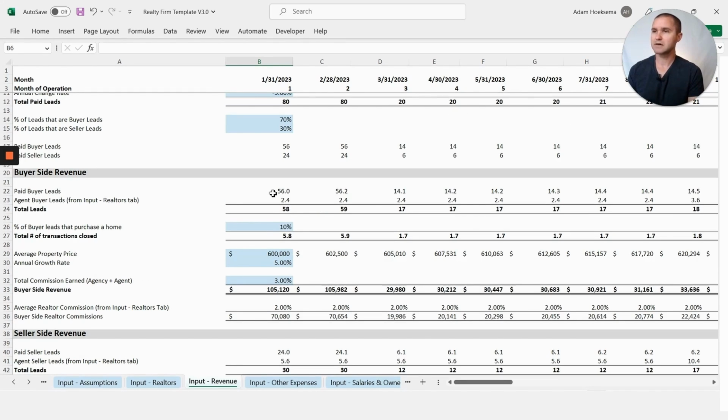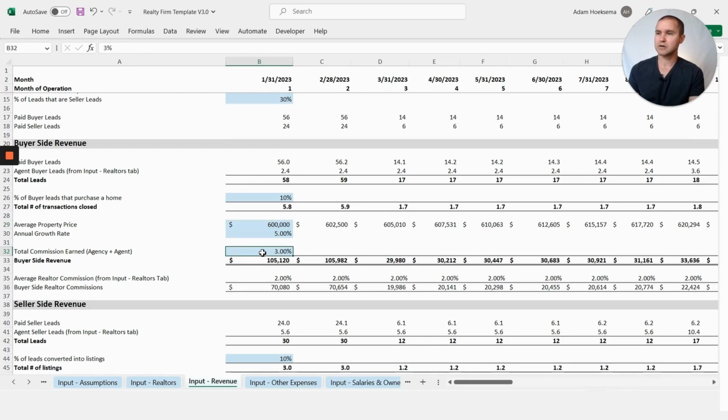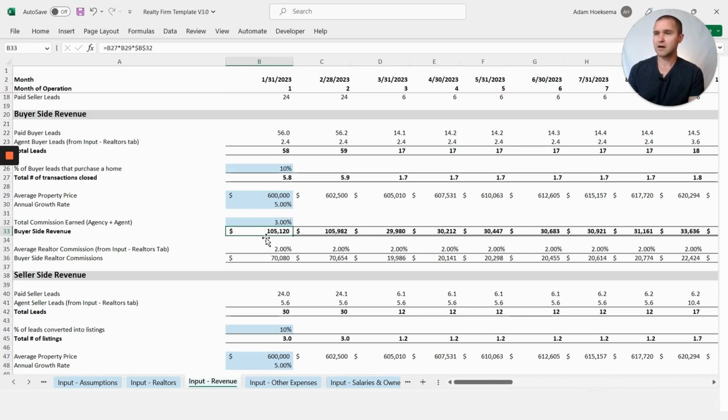And then we have our paid buyer leads and our agent buyer leads. So again, these are those leads that are coming from the agent's referral network that they built on their own, right? So that gives us our total number of leads. And we'll say what percentage of buyer leads end up actually purchasing a home. Okay, we've set that as 10% of our leads in this particular month are going to end up actually closing a transaction with an average property price here of $600,000. And then the total commission earned, and this is the entire commission, right? So the agency might earn 3% and then have to pay out the agent's individual commission there as well, right? So on that example, we've got $105,000 in commissions coming to the agency, but then $70,000 of that is going to be paid out to the agents.